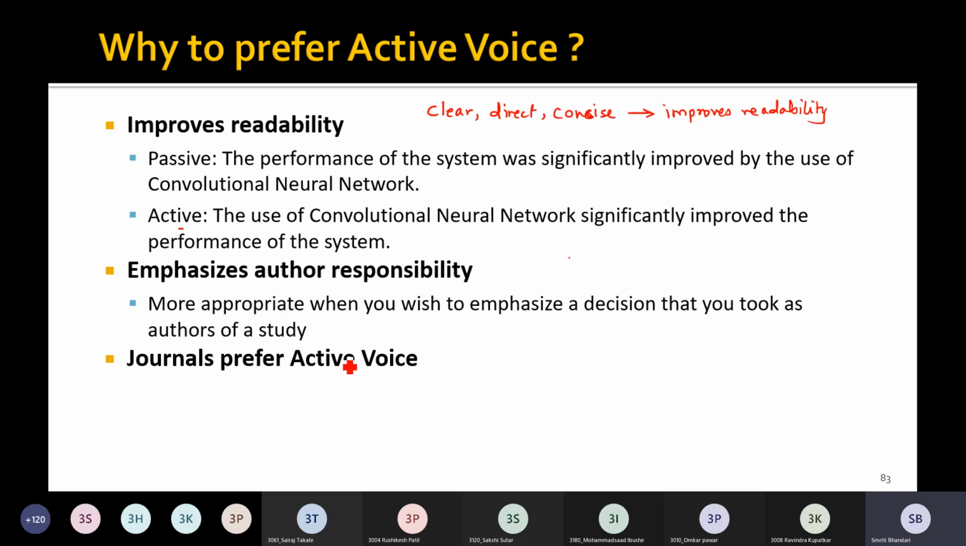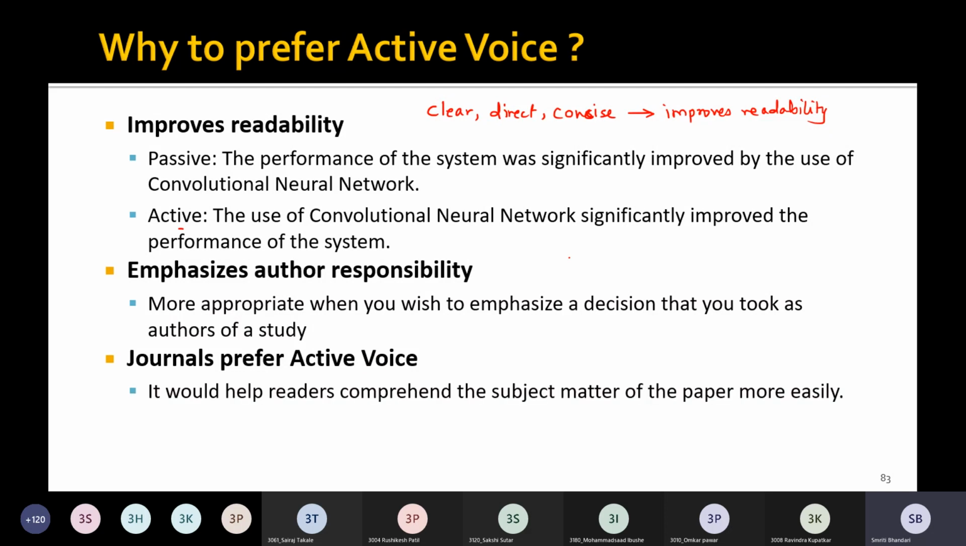Many journals prefer the active voice. Many times in their guidelines, they mention that the authors should prefer to use active voice while preparing the publication, preparing the manuscript or preparing the paper, because it helps readers comprehend the subject matter more easily.